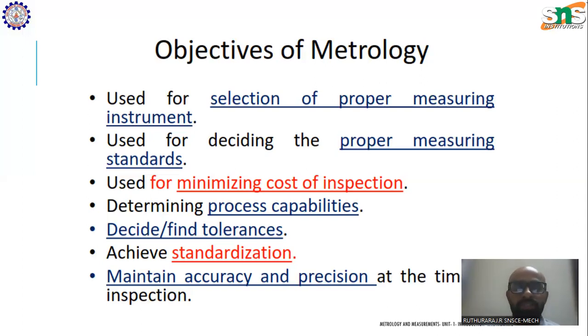Then determining the process capability. So process capability is nothing but understanding the limitations as well as the capabilities of a particular product. So a product can be used to a certain extent. So understanding that particular concept is called determining the process capability. And then fixing the tolerance, so setting a tolerance value.